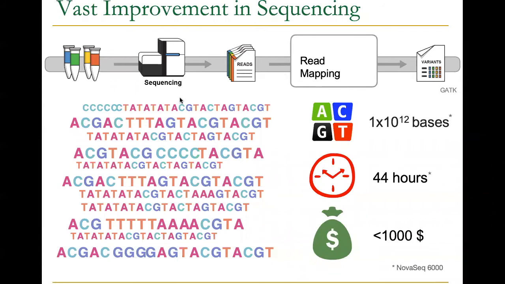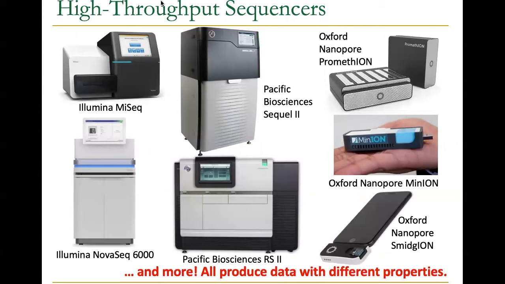These are different machines that we call sequencers. They might be very small, they might be very large. So this one is fridge size, for example, it's really huge, but this one is smaller than a hand. This one is even smaller and can be connected to a mobile device, for example.